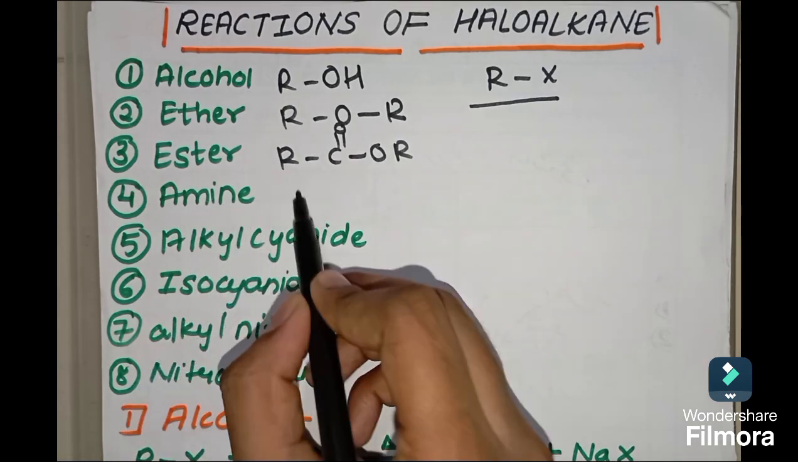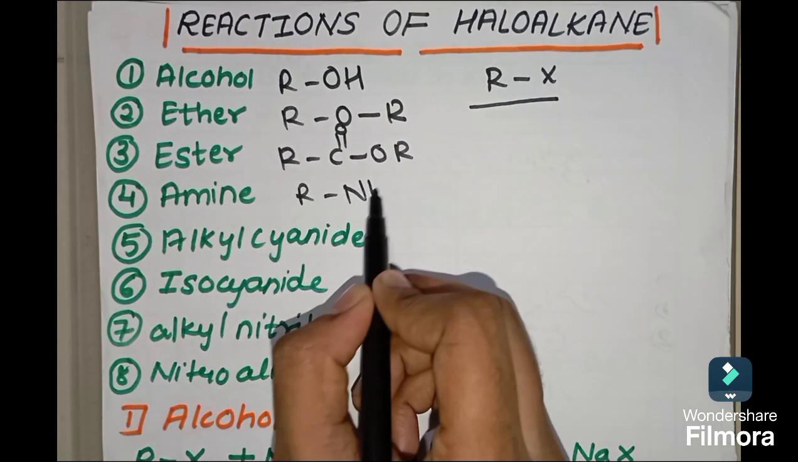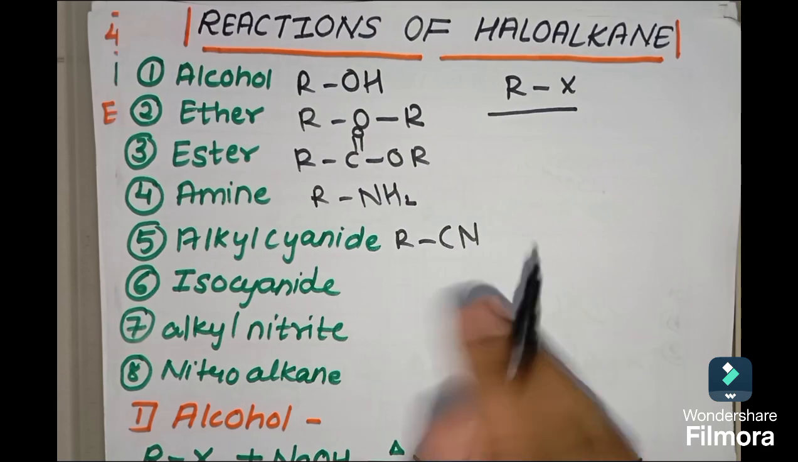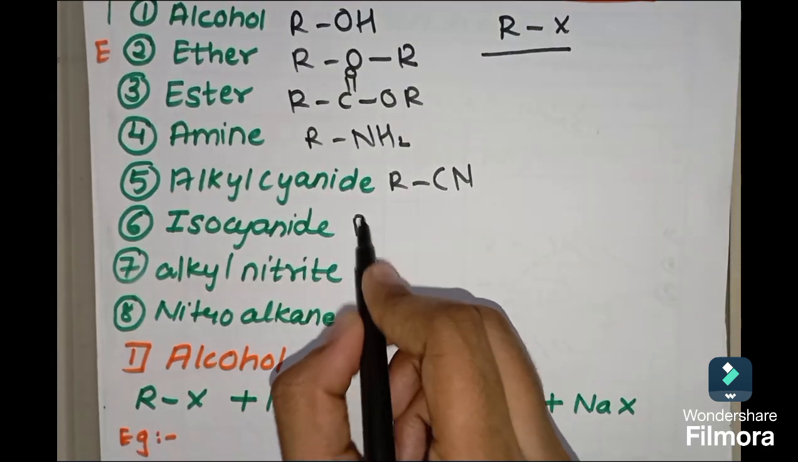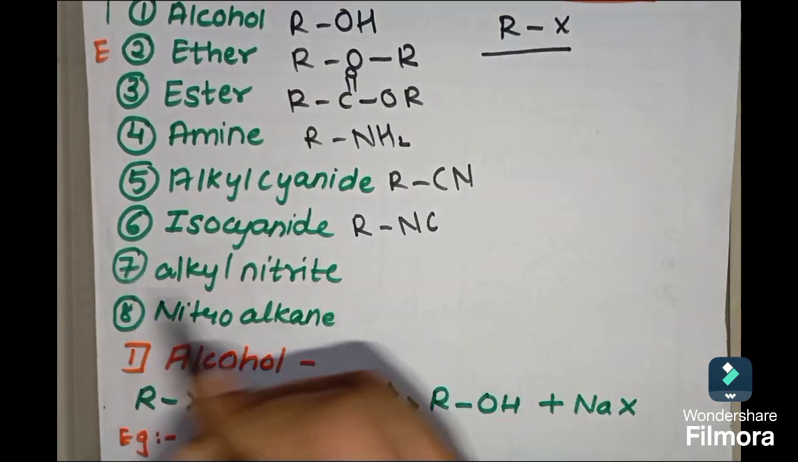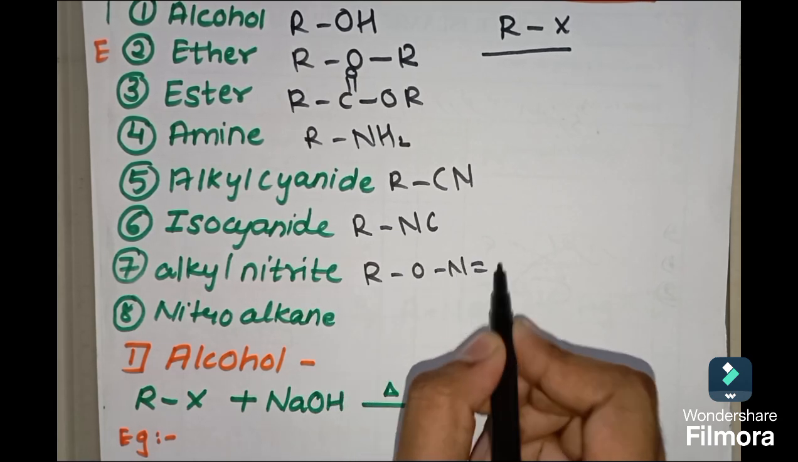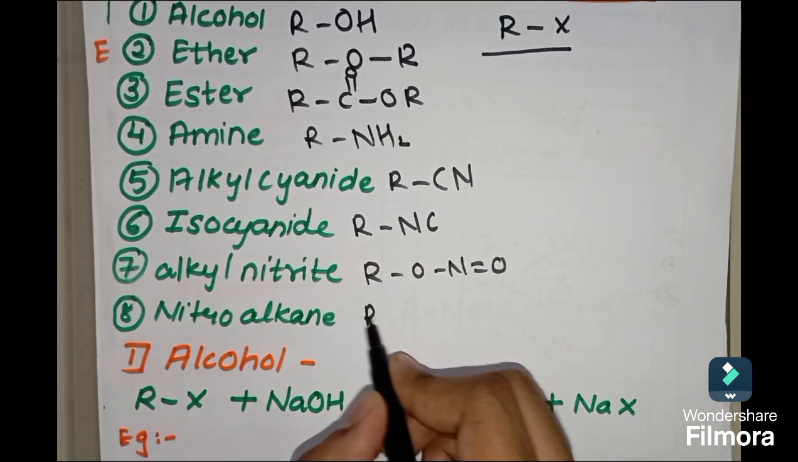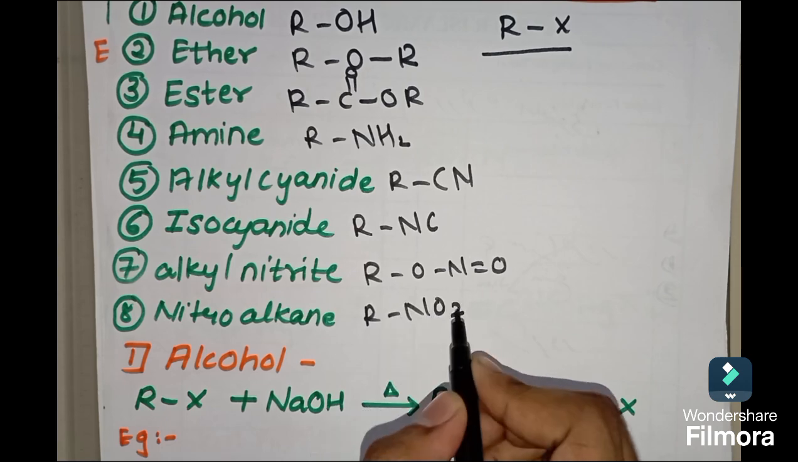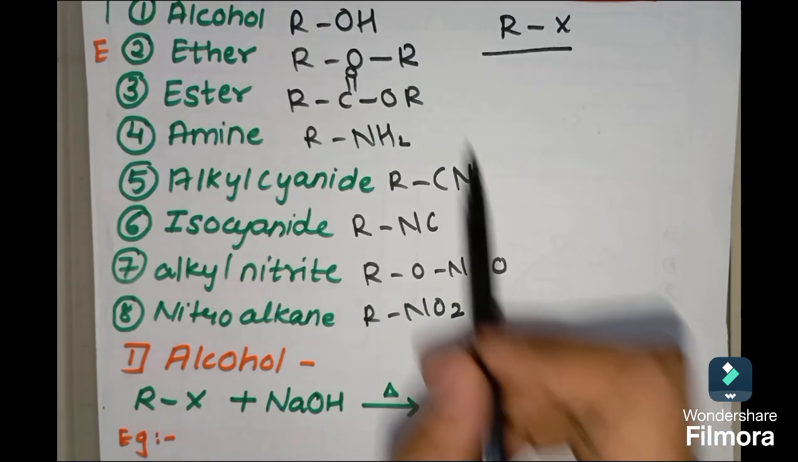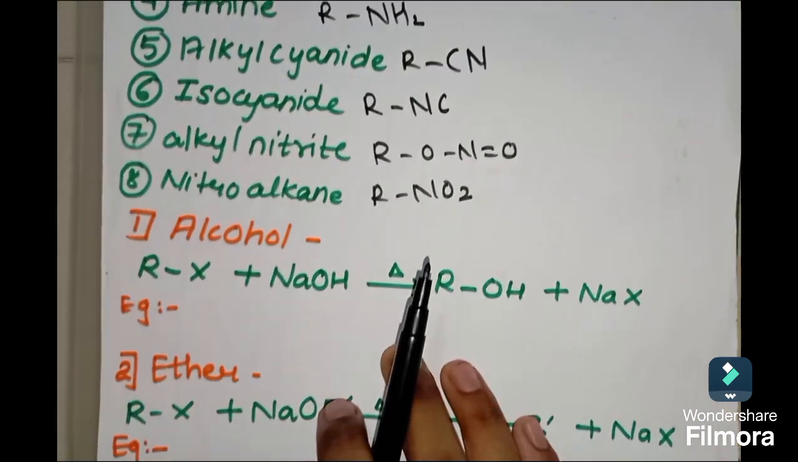Then we have amine. Amine looks like this, RNH2. Alkyl cyanide, it is RCN. Isocyanide, it is just the opposite of it, RNC. Alkyl nitrite, it is RON double bond O. And nitroalkane, it is RNO2. So now, with the help of these haloalkanes, we are going to prepare all these products. First we are going to form alcohol.